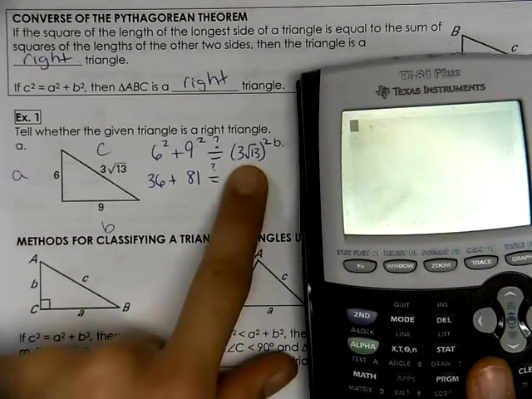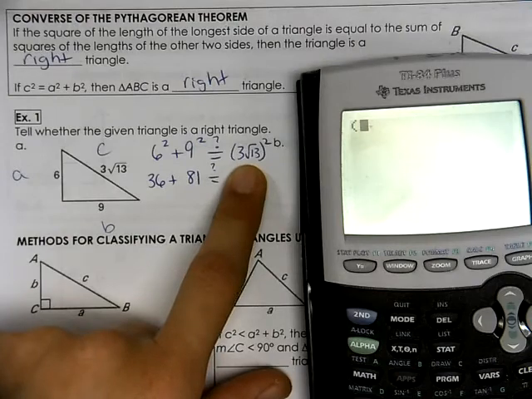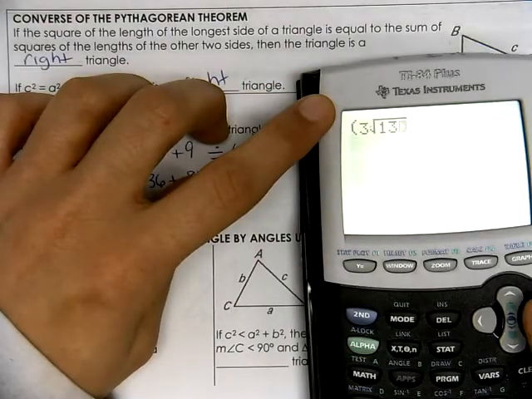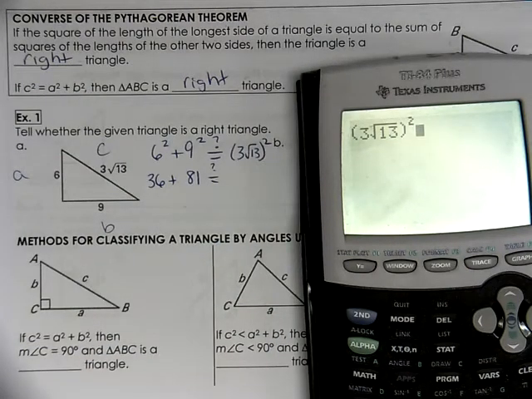Everybody, when you do a problem like this, whenever you have a radical, use parentheses, whether you have a graphing calculator or scientific calculator. So you want parentheses, 3 square root 13. Now, if you have a graphing calculator, you may have to press the right arrow button to get out of the square root. Parentheses squared. Remember, the square root button is second and then the x squared. Everybody always gets this problem wrong because they don't know how to put this in the calculator. So make sure you use parentheses and you get 117.